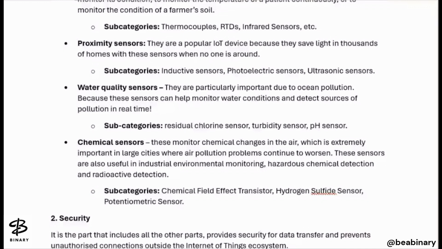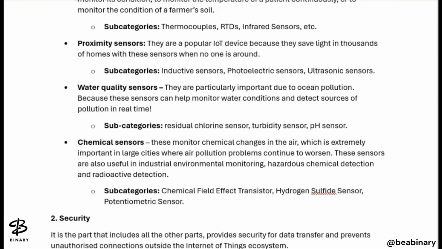Further, chemical sensors we are talking about. These monitor chemical changes in the air, which is extremely important in large cities where the air pollution problem continues to worsen. तो क्या केमिकल है एयर के अंदर, कैसी एयर क्वालिटी है, उसे चेक करने के लिए केमिकल सेंसर्स. These sensors are also useful in industrial environments, monitoring the hazardous chemical detection and the radioactive detection. जहाँ पर केमिकल की इंडस्ट्री है वहां पर कितना केमिकल हेल्थ के लिए कैसे बेसिकली वर्क करेगा, कितना केमिकल है क्या है उसको सेंस करने के लिए.